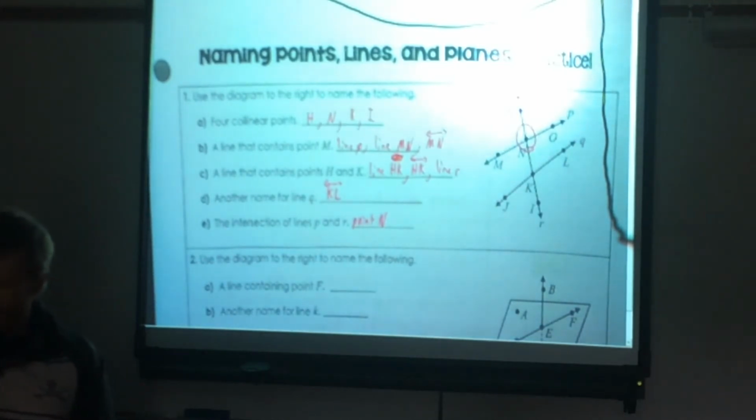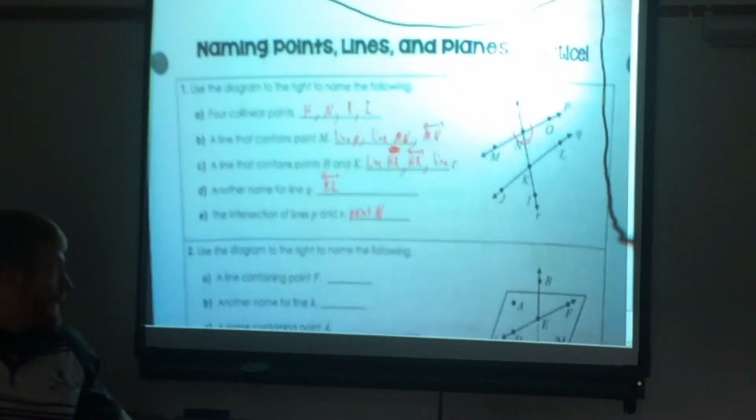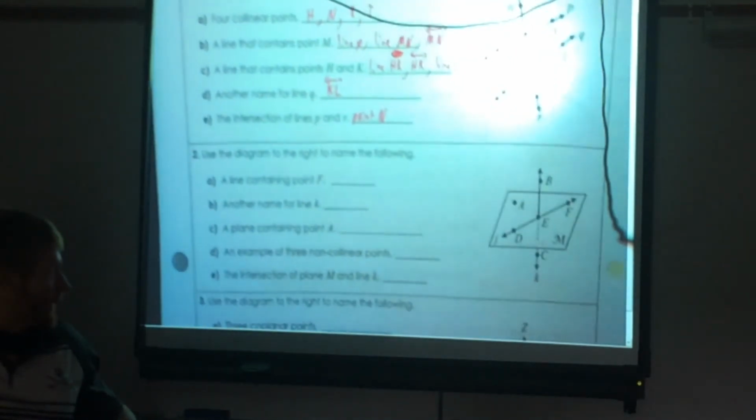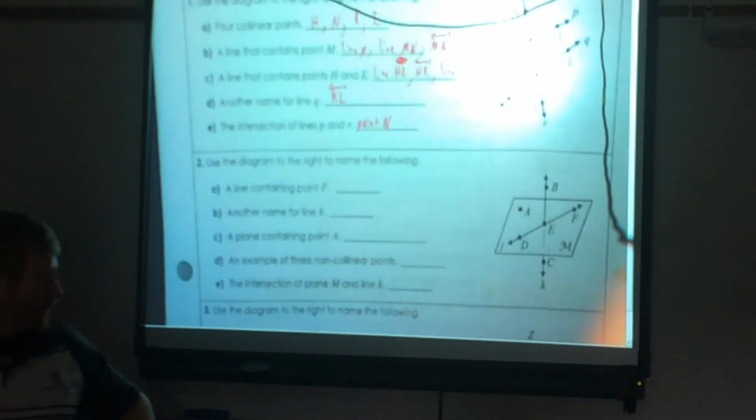1? Alright, on the second one, this time I have planes and lines together, and I have a couple of lines going different ways.